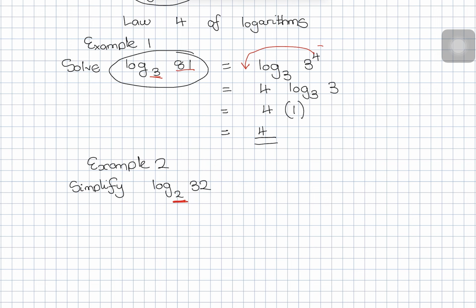Since we want to do that, we want to make sure that the number I indicated there, which is our 2, is going to appear there. So 32 is the same as 2 to the power 5, because if 2 multiplies itself 5 times, you get 32. So our answer will be equal to log base 2 of 2 to the power 5.